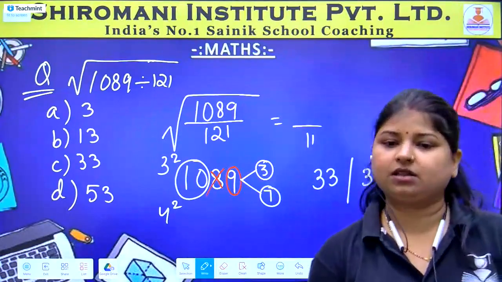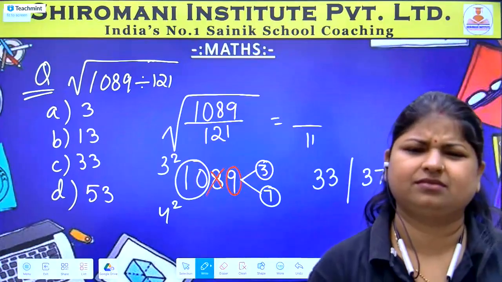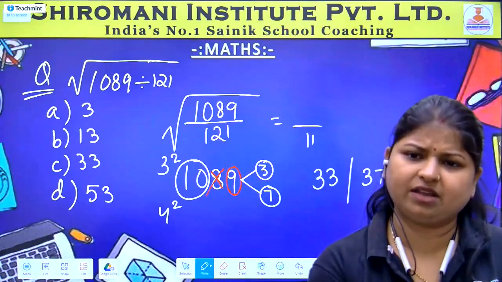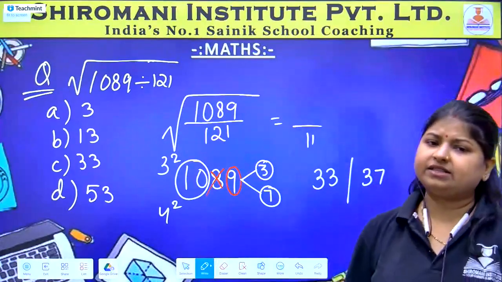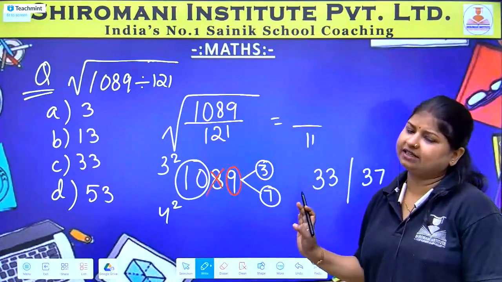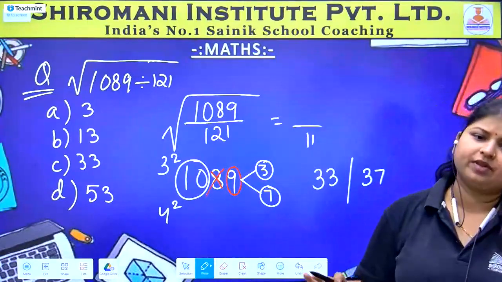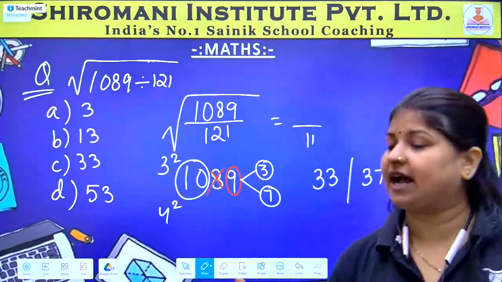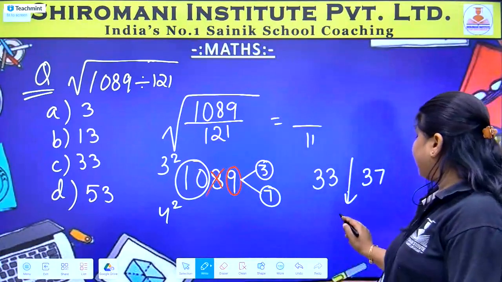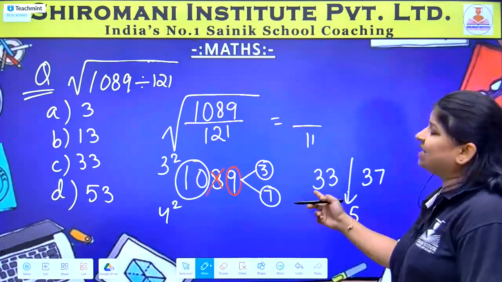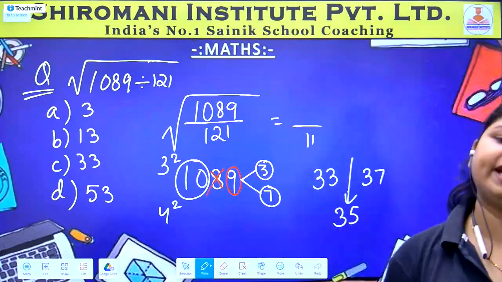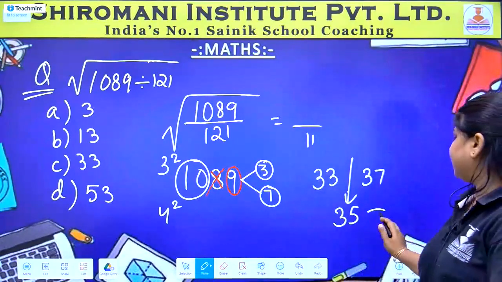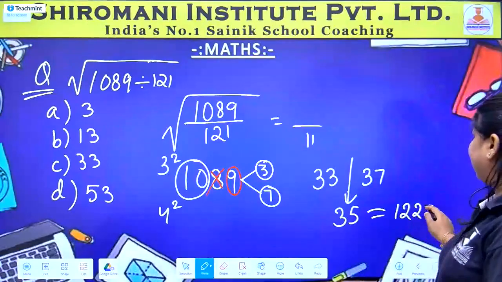I would really request you to please raise your hand before saying something. My answer would be either 33 or 37. Which one is my answer? I will take out the square of 35, because it is in the line of 30s. 35 ka square is how much? 1225. I have calculated many times.